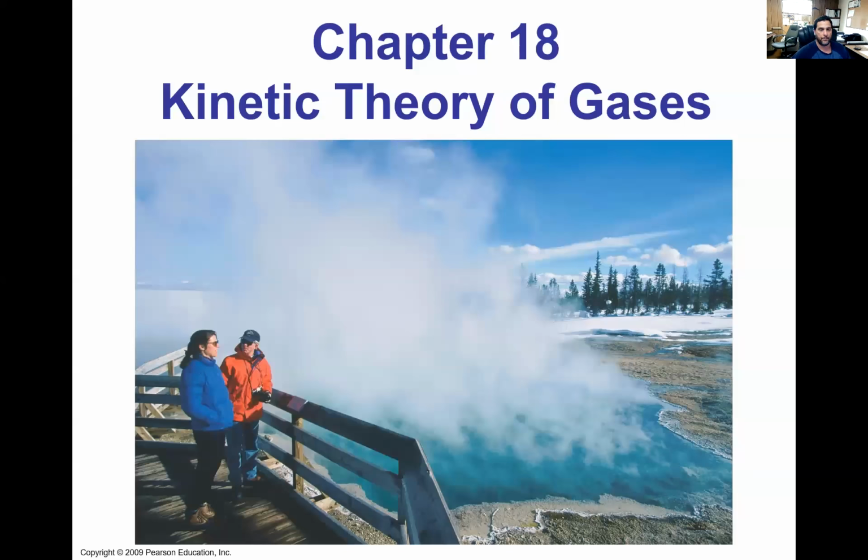We're going to be doing Chapter 18, which is the kinetic theory of gases. This chapter is fairly light on calculations. It has more theory than it does calculation, is probably a better way to say this. So we're going to go over the kinetic theory of gases.